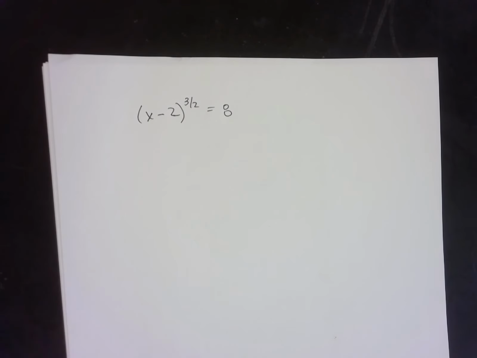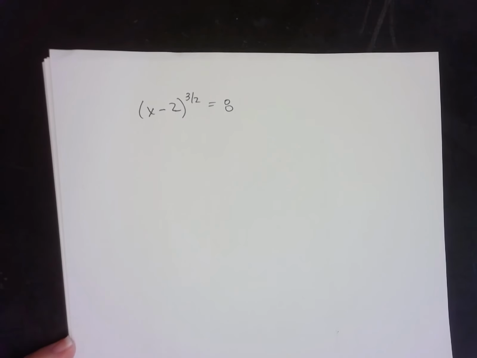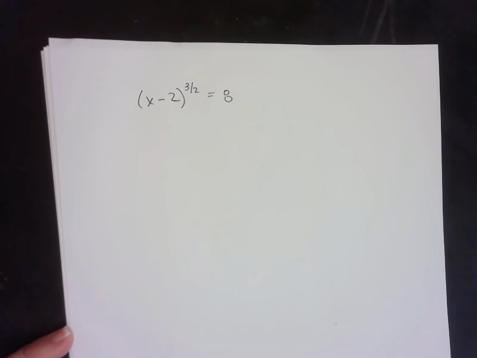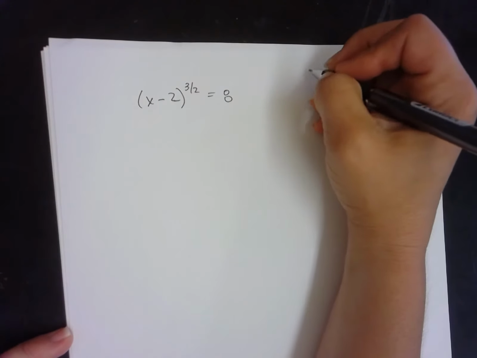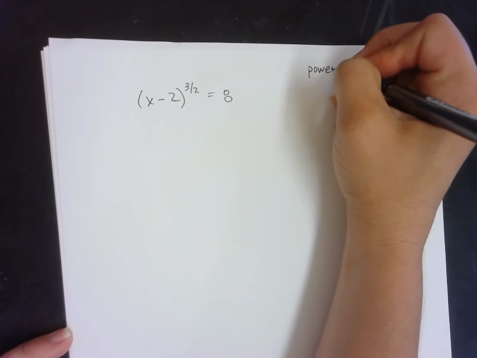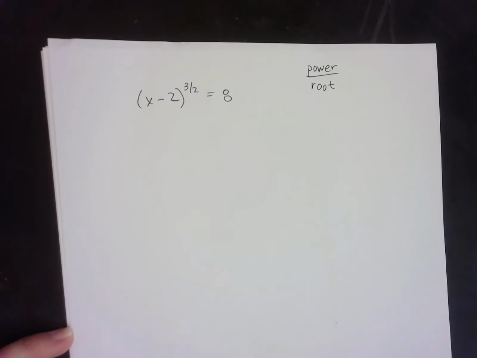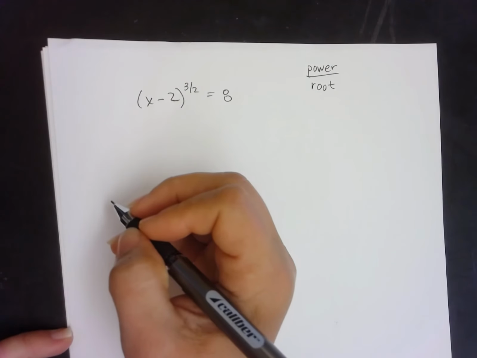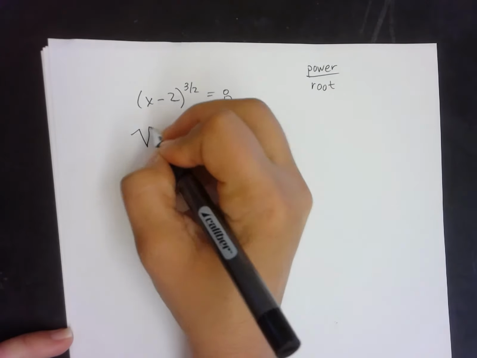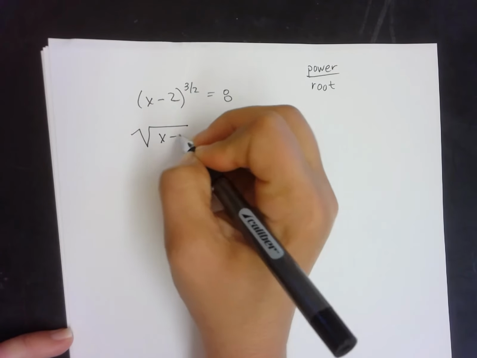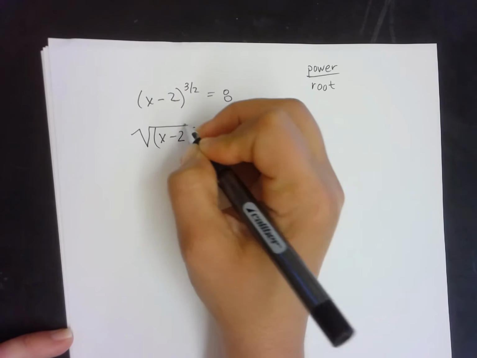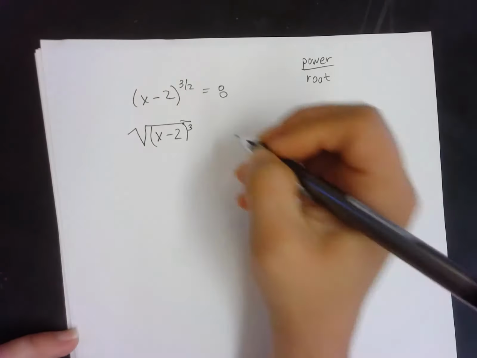Now, the radical is in disguise here, but it is the x minus 2, and it is isolated, so we are okay. One way to think about it, until you get comfortable with these, is to remember that my power is power over root. So in this particular case, I could also write this x minus 2 to the 3 halves as the square root of x minus 2 cubed, like this, is equal to 8.